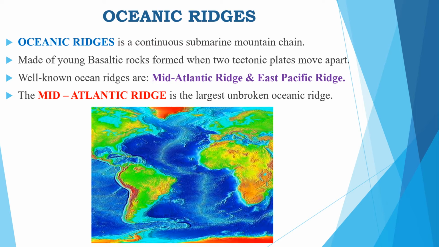Oceanic ridges. Oceanic ridges are a continuous submarine mountain range. They are made of young basaltic rock formed when two tectonic plates move apart. Two of the most well-known mid-ocean ridges are the Mid-Atlantic Ridge and the East Pacific Ridge. The Mid-Atlantic Ridge is the largest unbroken oceanic ridge.